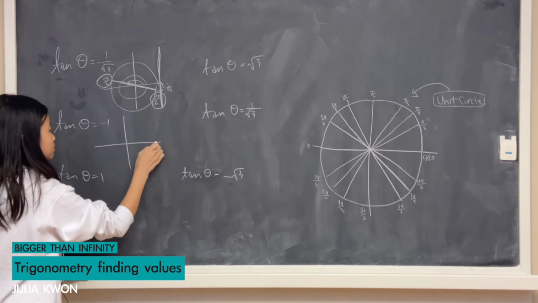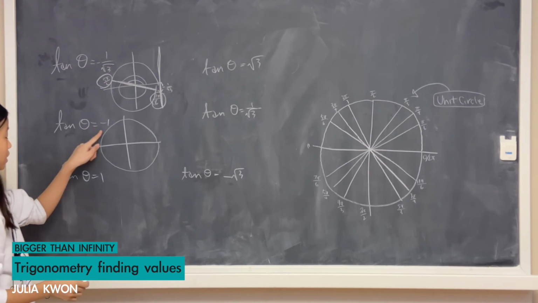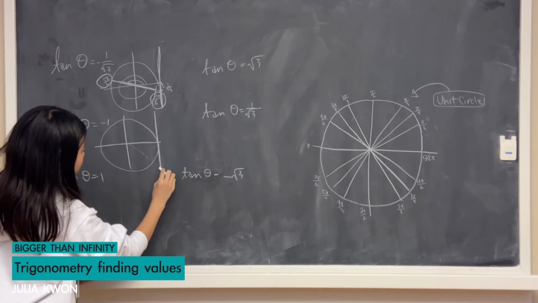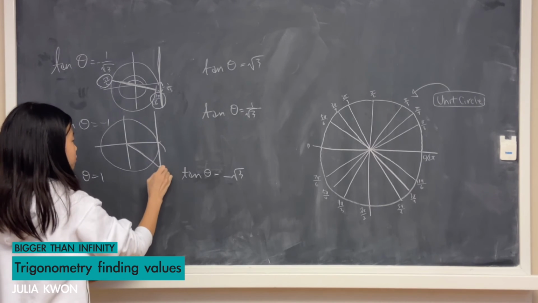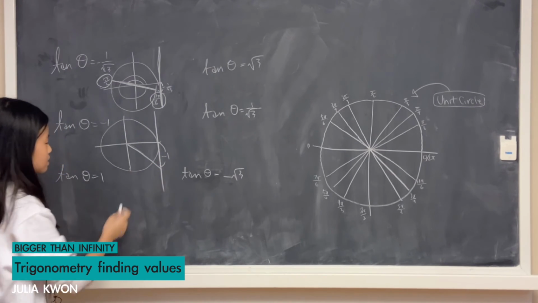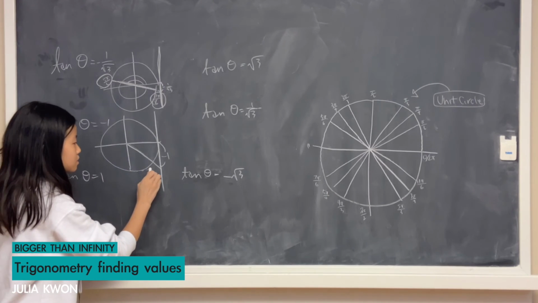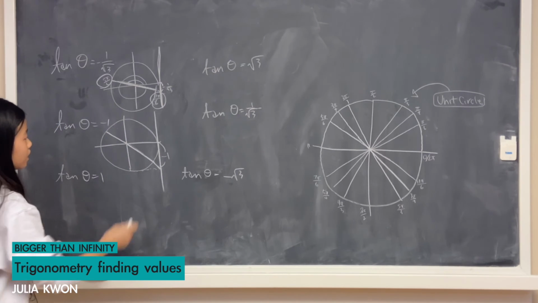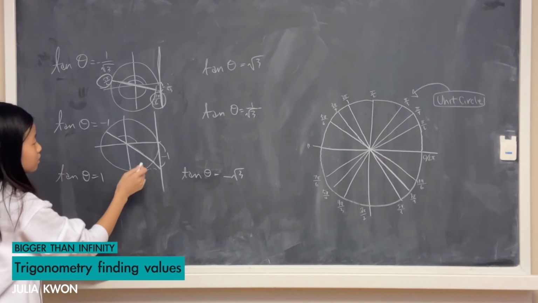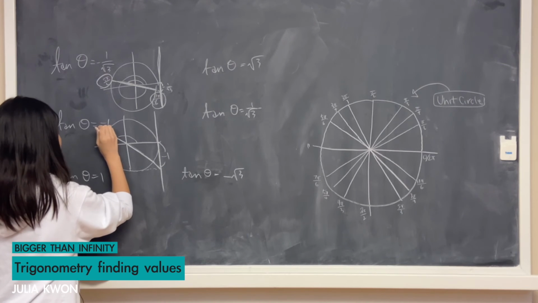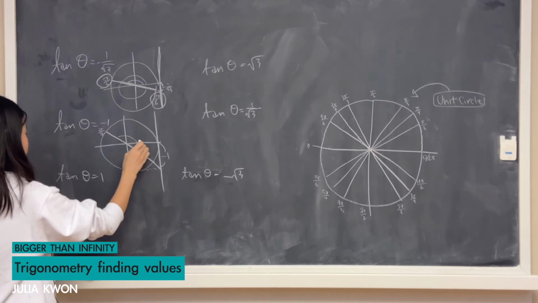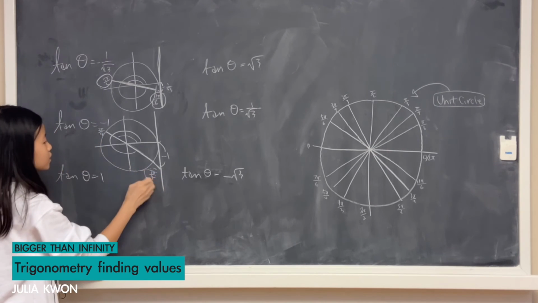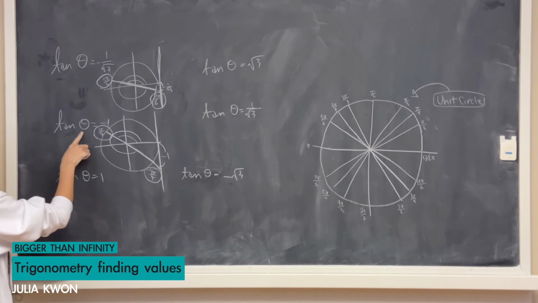For the second one, tangent theta equals negative 1. So for this one, the length here would be negative 1, and it's pretty obvious since the radius is 1, and these are pretty symmetrical. So like here, the radian here is 3 pi over 4, and this radian here is 7 pi over 4. And so these two radians are the theta for this equation.